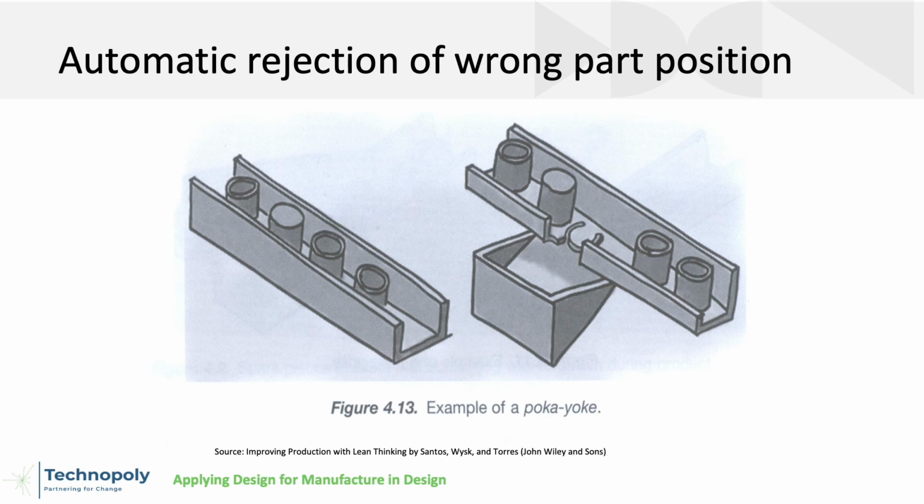You can also use a very simple mechanism where auto rejection happens on the wrong part because of its position. As you notice in this example, if the orientation of the part is wrong, it will automatically fall off your guide rail or your conveyor system.